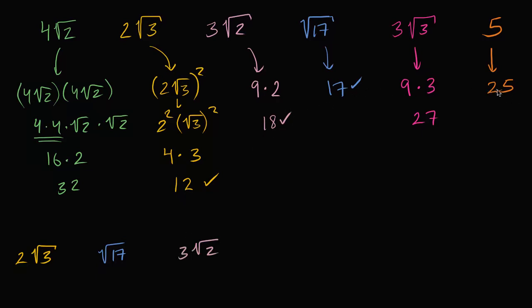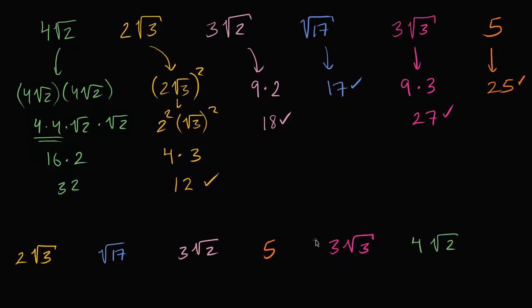Then the next one is going to be 25 when you look at the squares. So the next largest one out of our original set is going to be 5. We've covered that one. Then the next one, let's see, we have 27 and 32 left. 27 is the next largest square, so the next largest number out of the ones we care about is 3 square roots of 3. We covered that one. And then we finish with, this is the largest value, 4 square roots of 2.